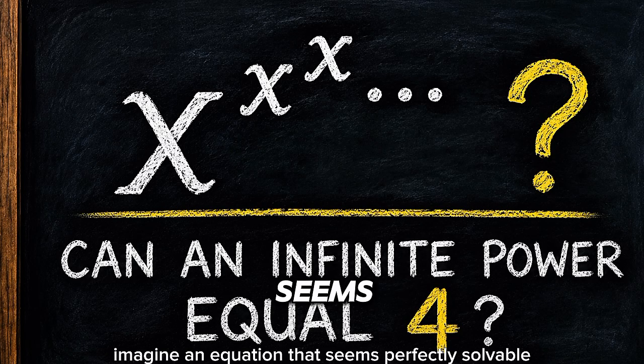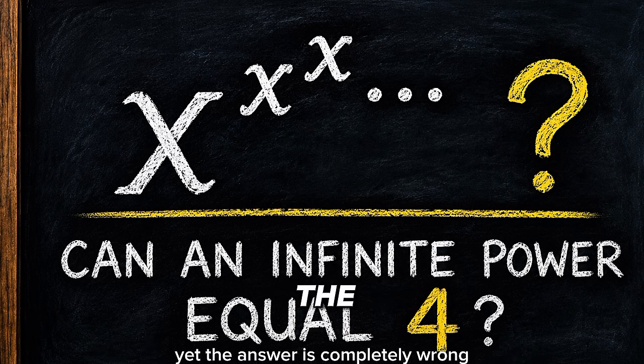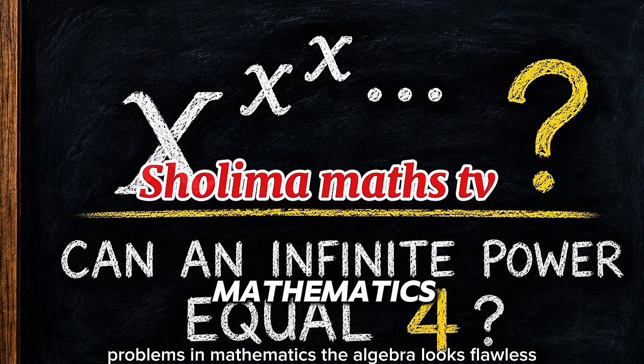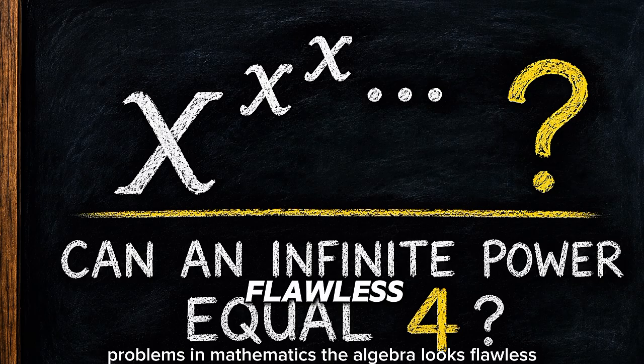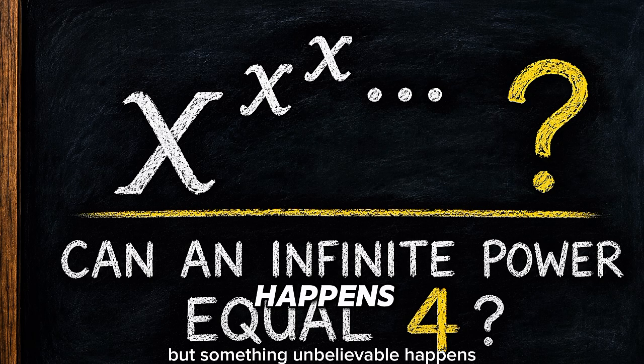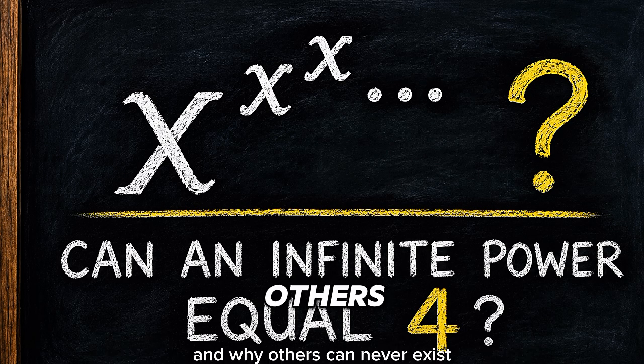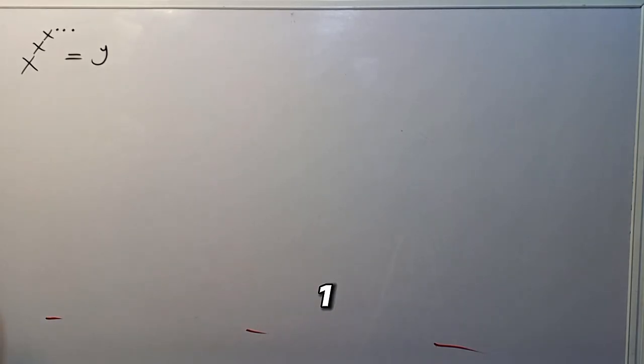Imagine an equation that seems perfectly solvable, yet the answer is completely wrong. Today, we are going to solve one of the most fascinating problems in mathematics. The algebra looks flawless, but something unbelievable happens. By the end of this video, you will know why some infinite power towers exist and why others can never exist. Understanding the hidden tower, part 1.